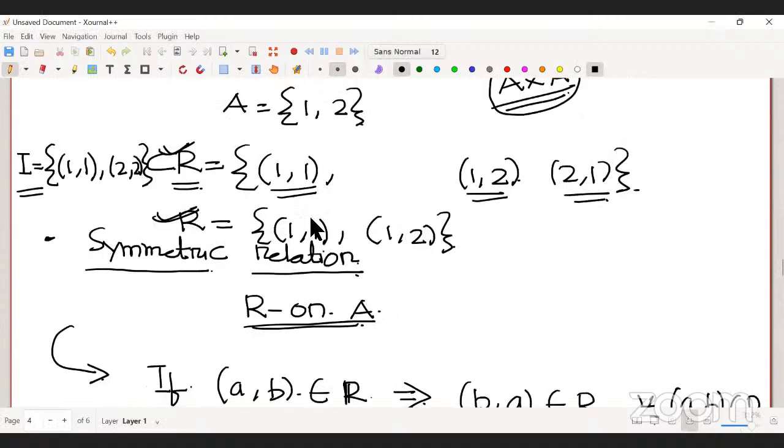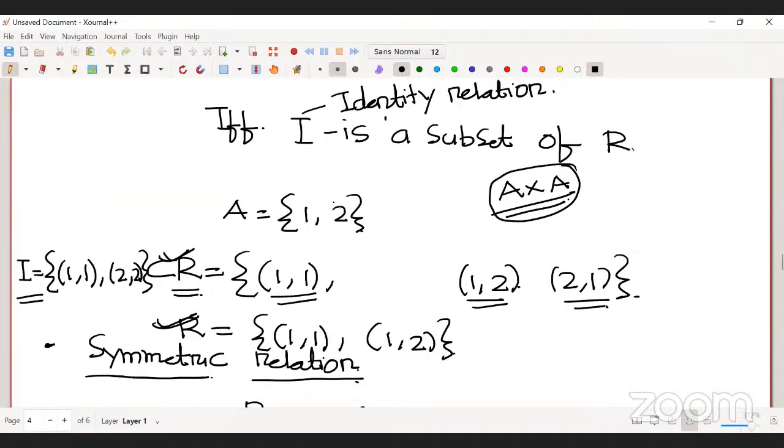So what about this one? What about this relation I have written here? Is it a symmetric relation or not?